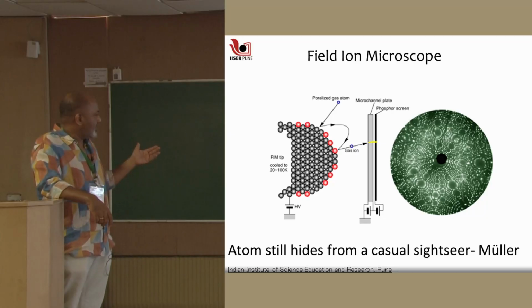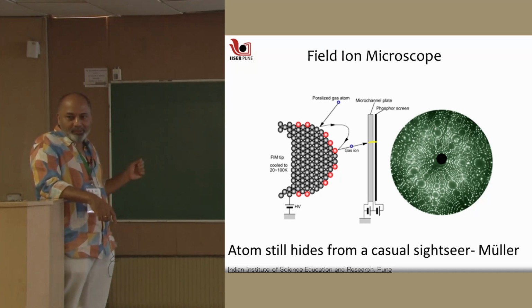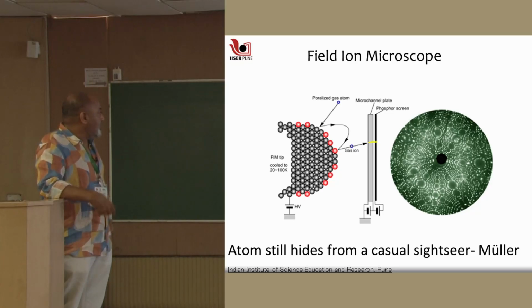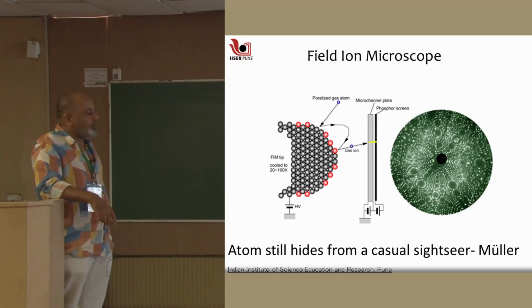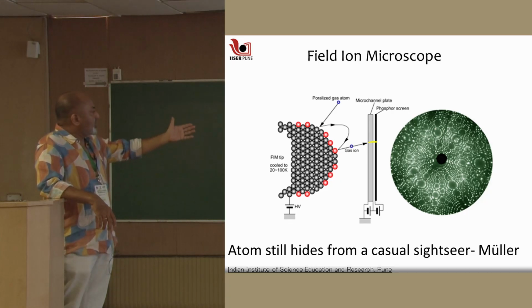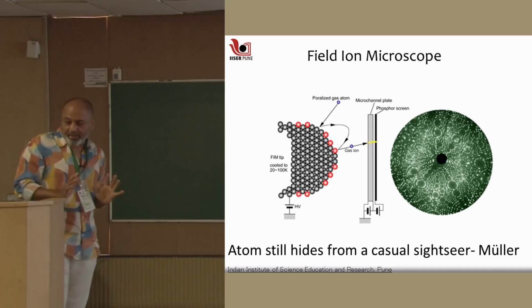Okay, and Muller, who first did this, says atom still hides from a casual sight seer. This is a very famous quote, because it's very difficult to do. I did this in my master's, so I know how hard it was to build: low temperatures, ultra high vacuums, and the phosphor screen. With all of this we could get images of atoms, and that was the in-between thing.